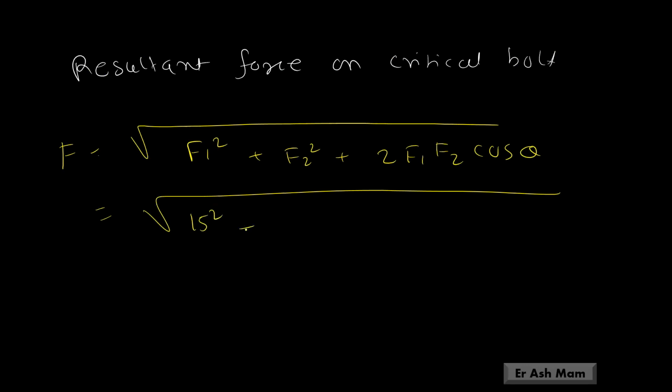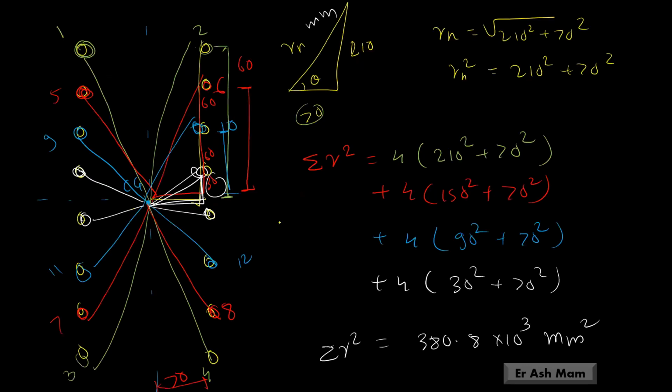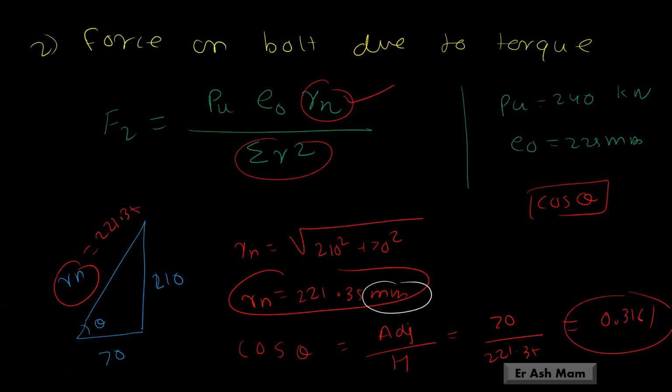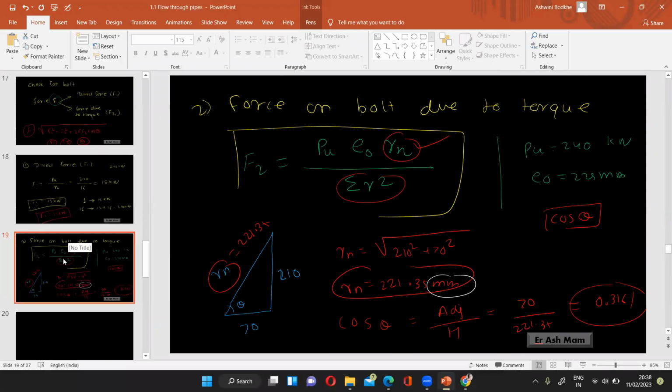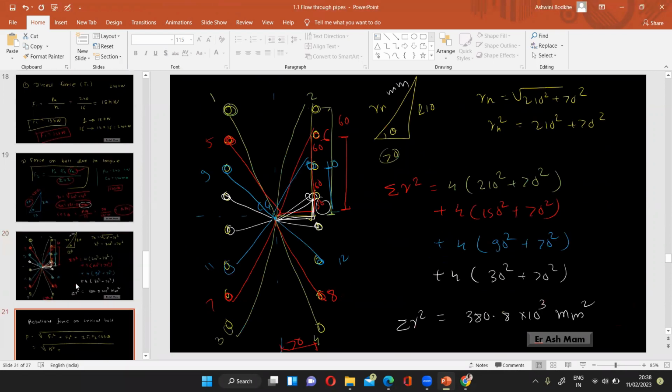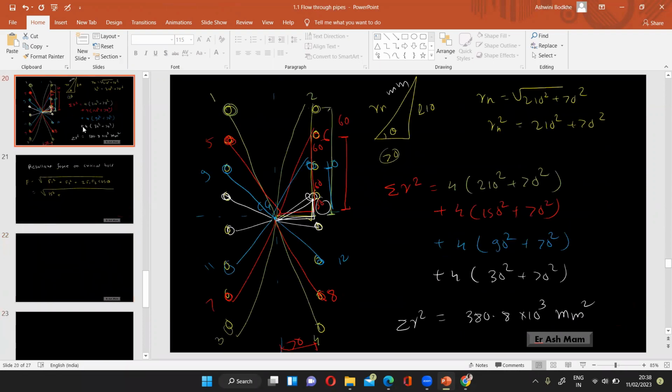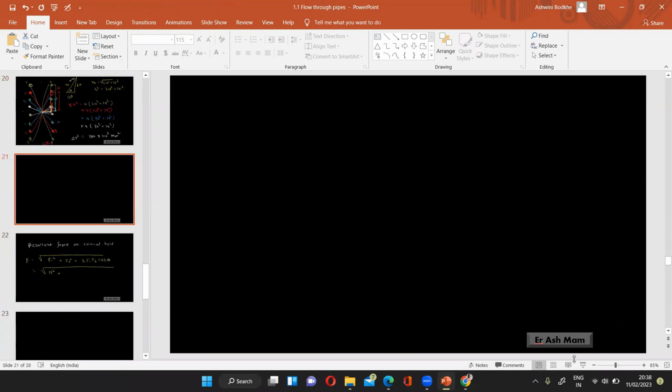15 kilonewton direct force plus F2. Now we have to calculate F2 also. Here for F2, all values are known. Let's find F2 first. I forgot to find F2. I'm adding it here in the slide. Let's find F2 here.